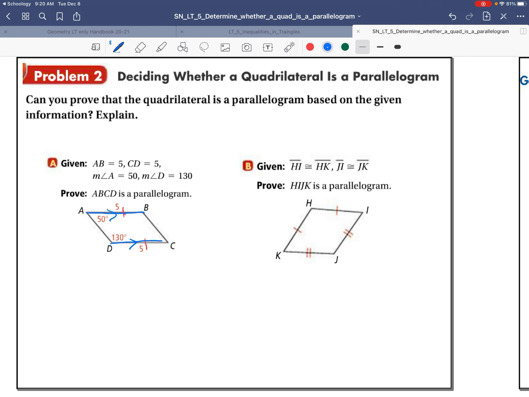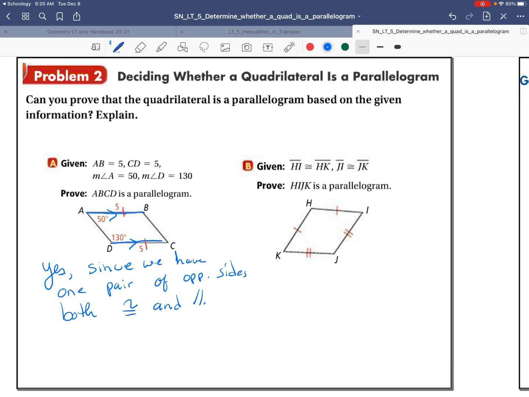Now notice they were also congruent based on what we just learned. We know that, yes, this will be a parallelogram since we have one pair of opposite sides, both congruent and parallel. So we can say it's a parallelogram. Pause the movie, do the next one on your own, then press play when you finish.